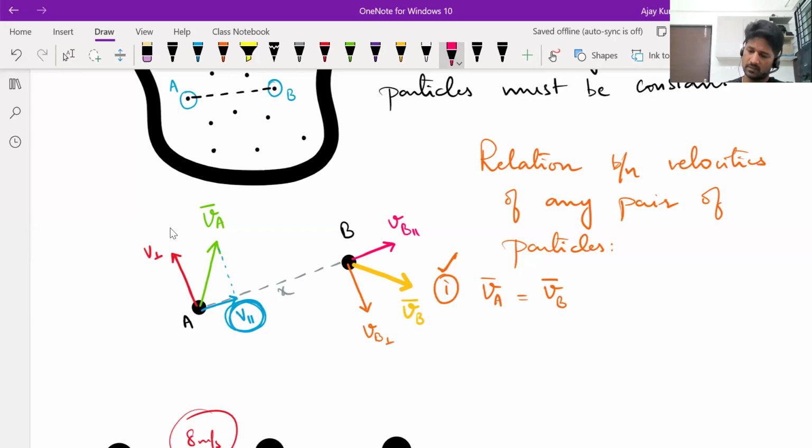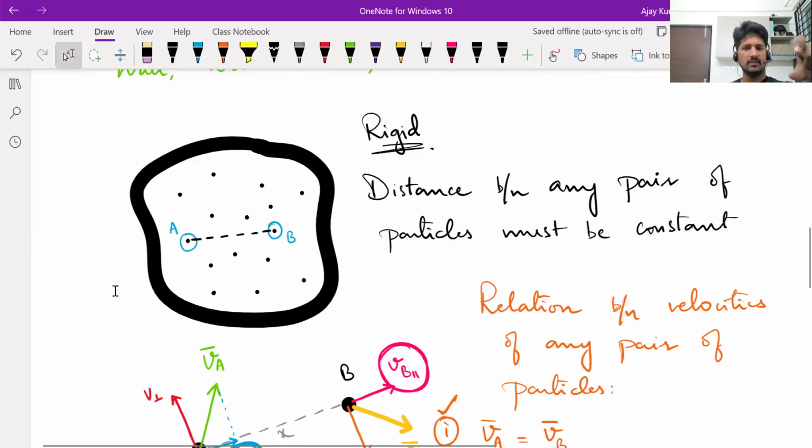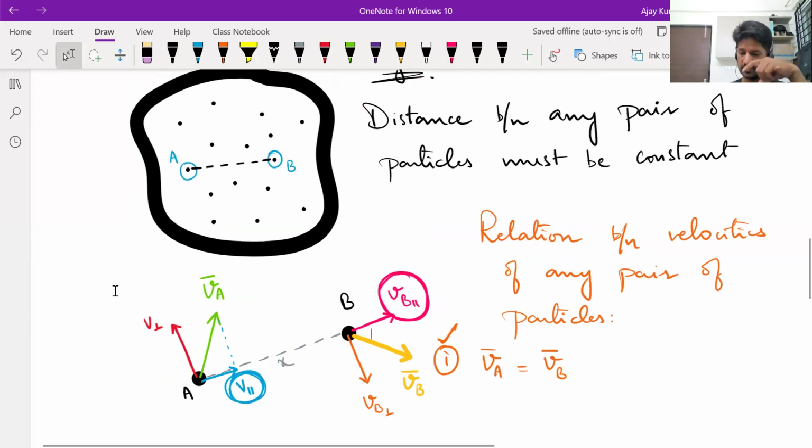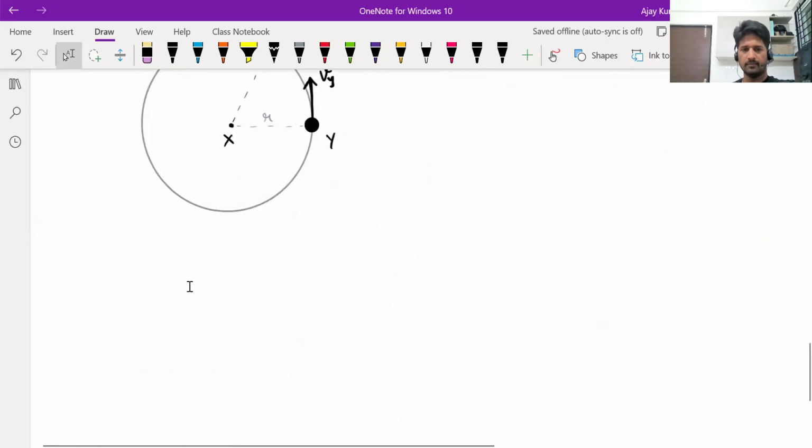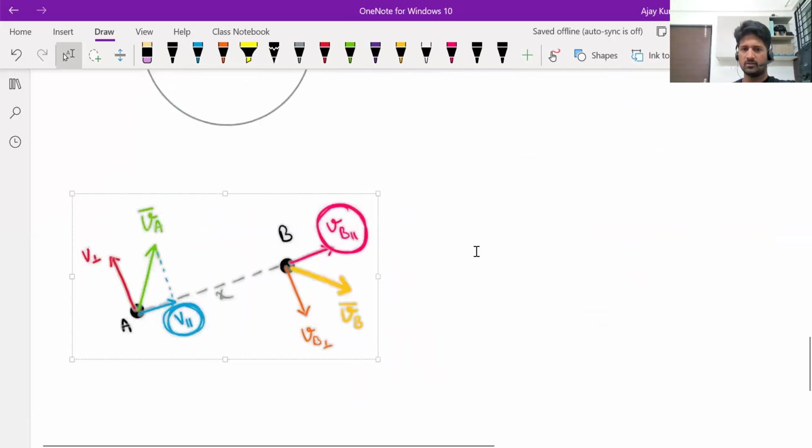VB parallel, sir. The component parallel to the line joining them can take B away from A or can take B closer to A. VB perpendicular cannot change the distance between A and B. It can only make B go around A without changing the distance. Now, for an object to be considered a rigid body, the distance between two particles must not change. I'll copy this diagram. You know which components have the potential to change the distance between them now.